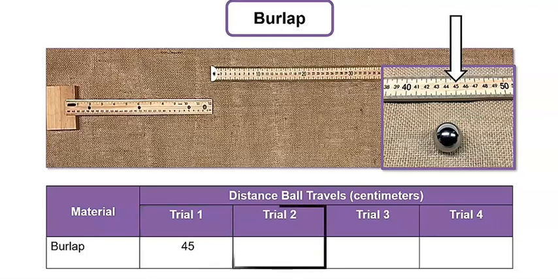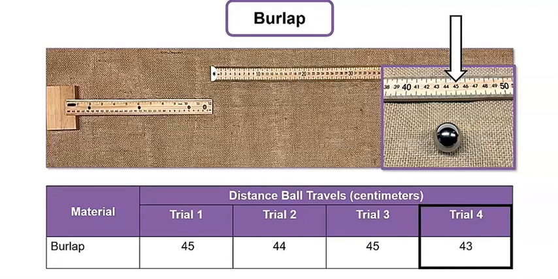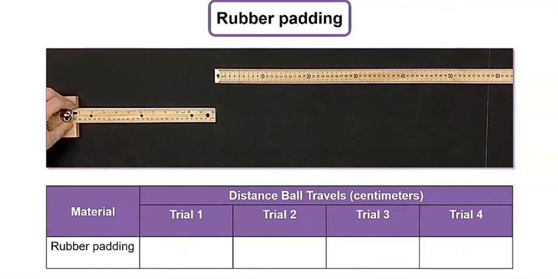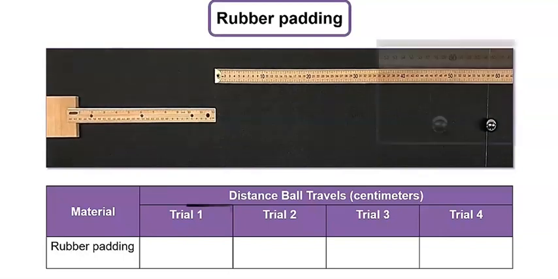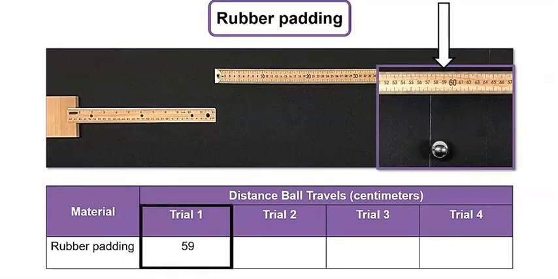For trial 2, the ball rolls 44 centimeters. For trial 3, the ball rolls 45 centimeters. For trial 4, the ball rolls 43 centimeters. I'm curious to see how far the ball will roll on the other materials. Let's see how far the ball rolls on the rubber padding. Wow, for trial 1, the ball rolls 59 centimeters.